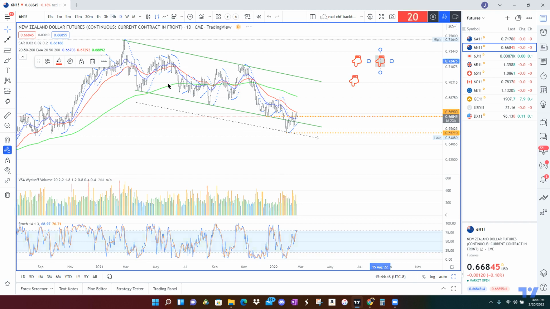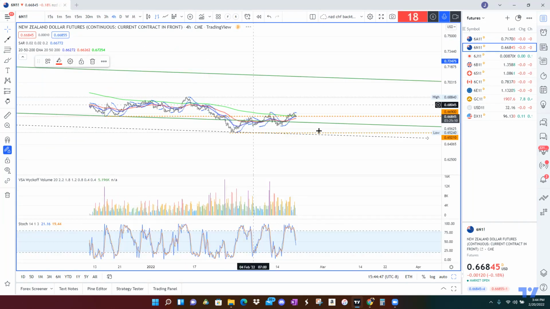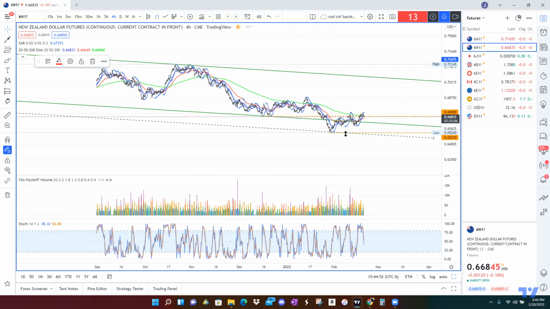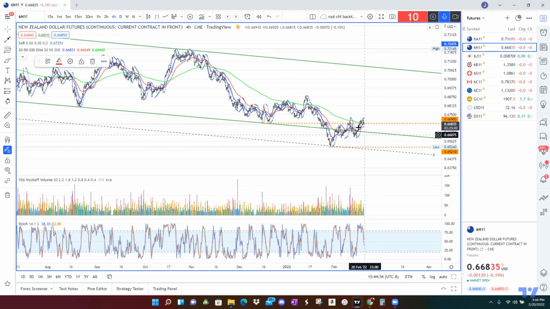Okay, so from the 4-hour perspective, right, as you guys can see, just like I was talking about, we're slightly bullish on the 4-hour, and we're getting a little bit of change of character, but not so much because we're still rejecting this high at that level.